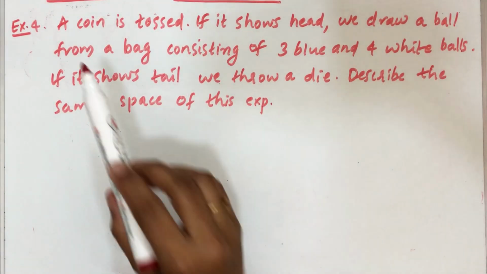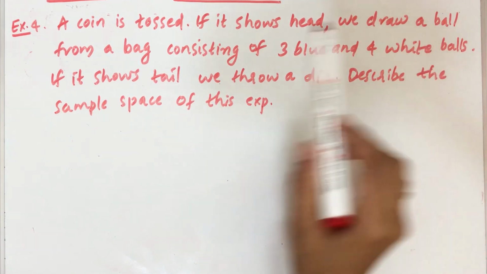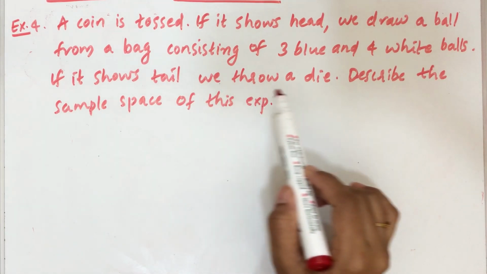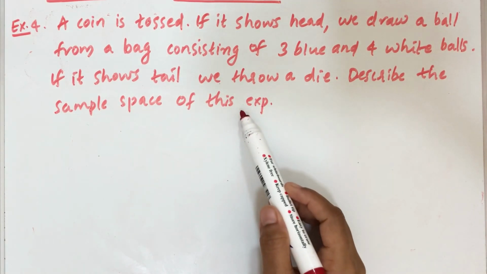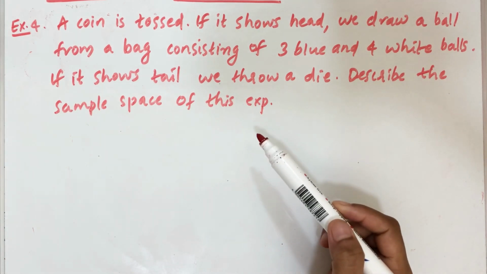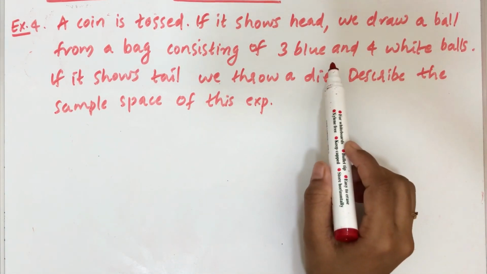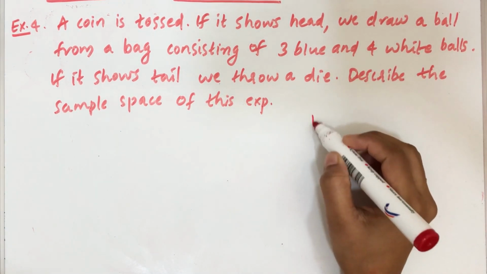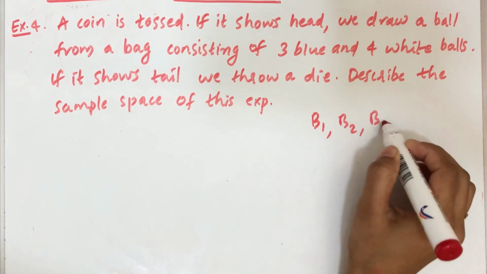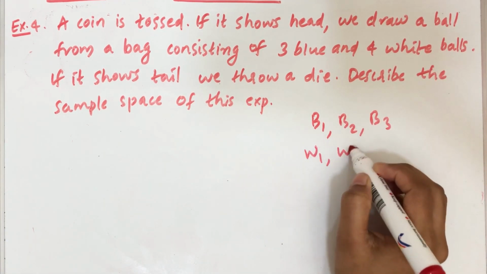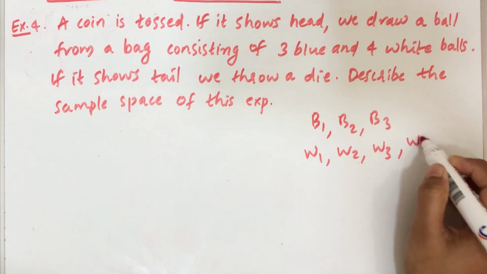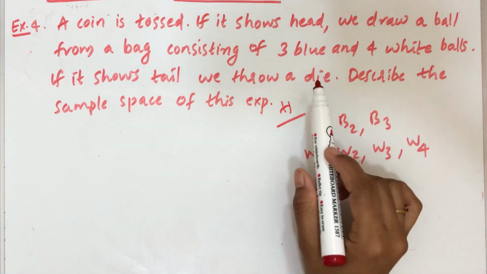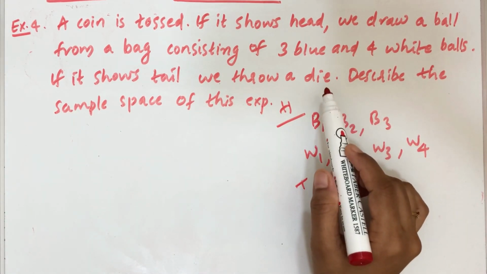Next example, a coin is tossed. If it shows head, we draw a ball from a bag consisting of 3 blue and 4 white balls. If it shows tail, we throw a die. Describe the sample space of this experiment. Here a coin is tossed. If it shows head, we are drawing a ball. And here we have 7 balls, 3 blue and 4 white. We can denote the 3 blue balls by B1, B2, B3 and the 4 white balls W1, W2, W3 and W4. And if the coin shows a tail, we throw a die. The outcomes, we know, are 1, 2, 3, 4, 5, 6.